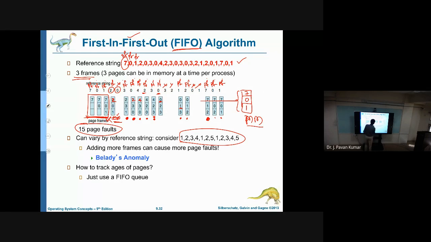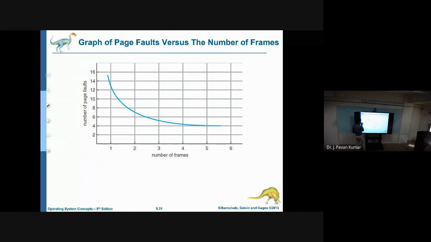Okay, similarly, just you consider this particular page reference string, try to answer this: 1, 2, 3, 4, 1, 2, 5. Remember that 1, 2, 3, 4, 1, 2, 5. Just we will try to analyze here 1, 2, 3, 4, 1, 2, 5.